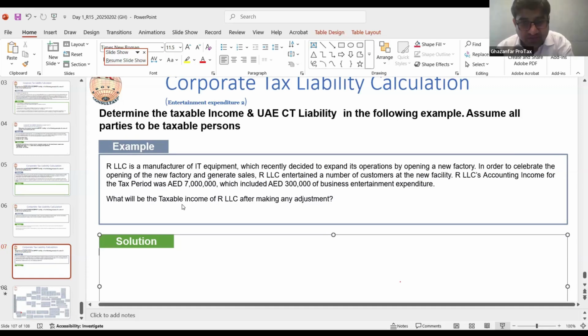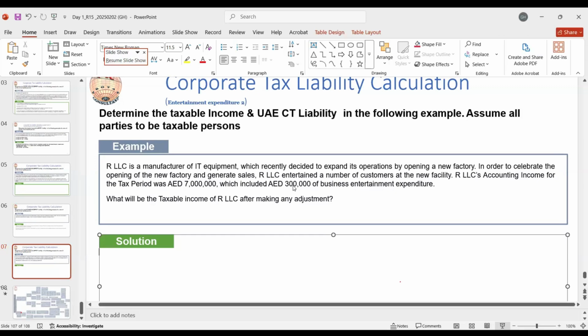Yes, fine. Now the second is resident or non-resident. It's resident, if I'm not wrong, because it seems to be operating within the UAE. And it's entertaining a number of customers, correct? So 50% entertainment expense. Okay. Now you explain, please.